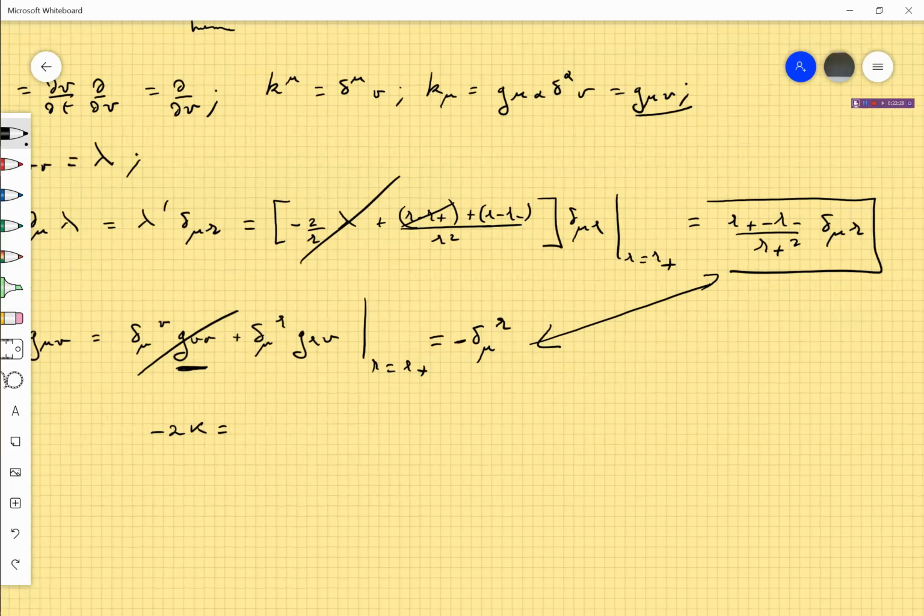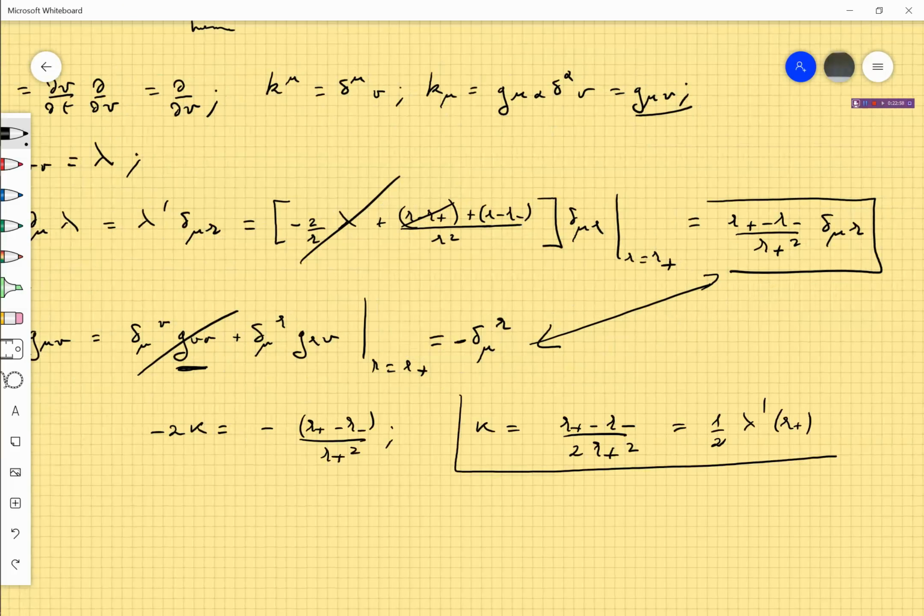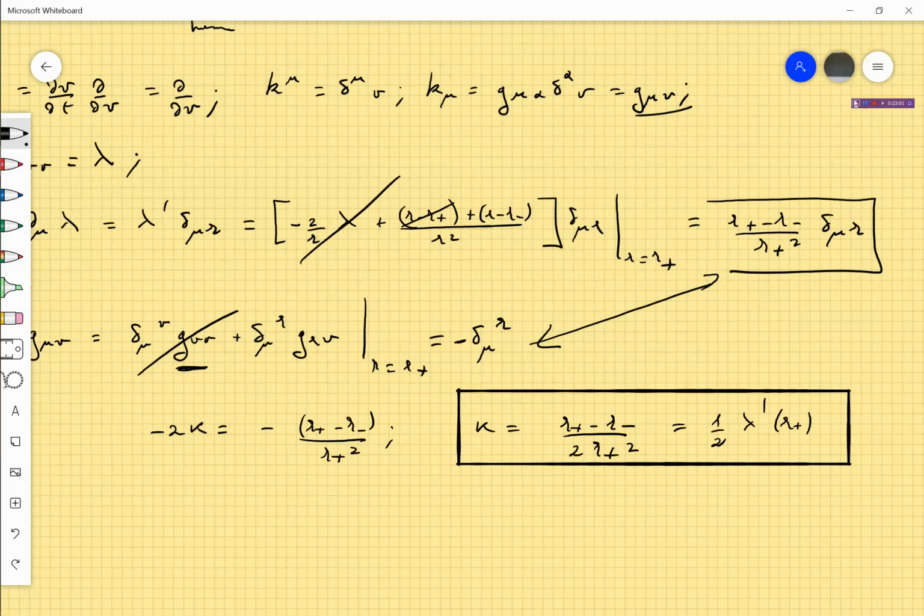this is minus, okay? Minus 2 kappa has to be equal to minus r plus minus r minus divided by r plus squared. So kappa is r plus minus r minus divided by 2 r plus squared. Okay, and well, of course, this is nothing but the derivative of lambda at r plus, as we said. You can also see here that in the extremal limit, when r plus goes to r minus, they both coincide, kappa vanishes, which is what we expect.